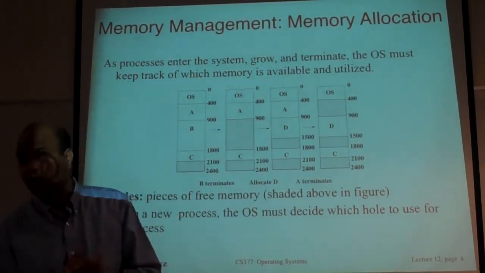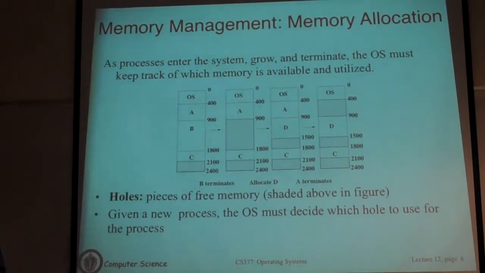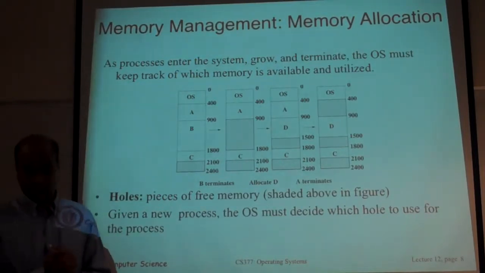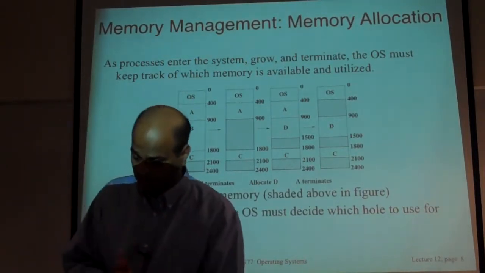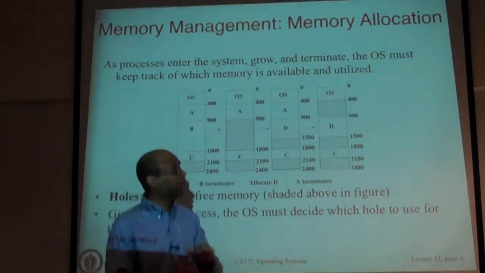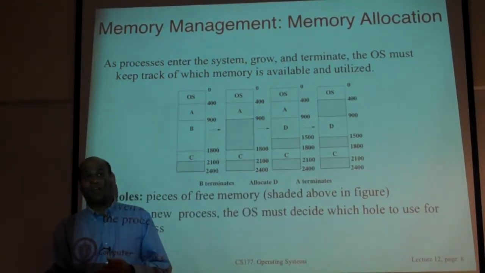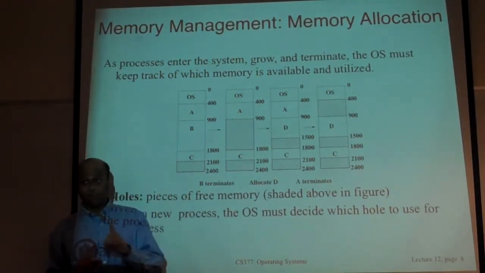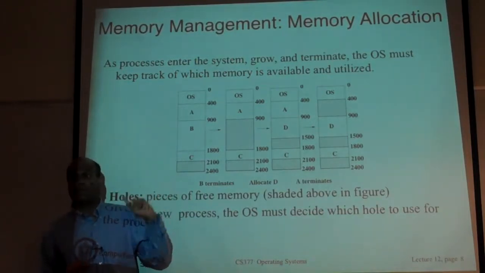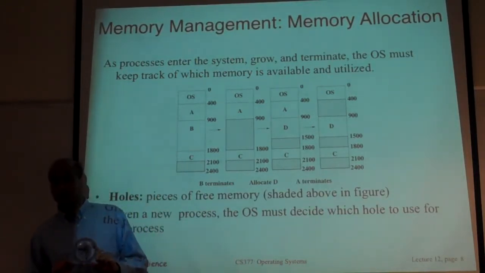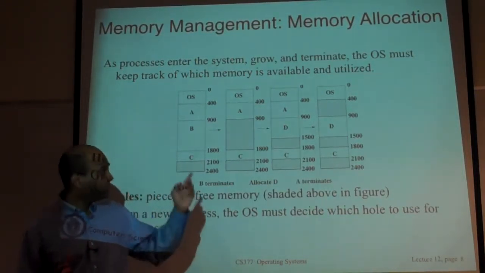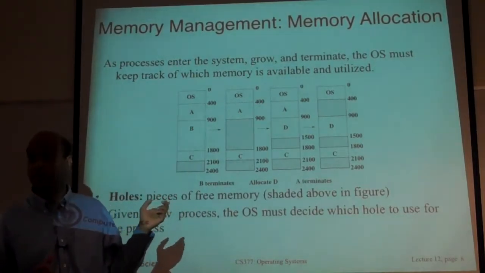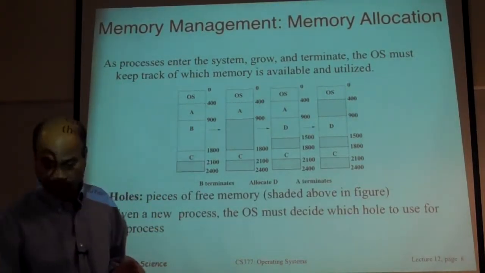Yes. What if it can't find one that's big enough, but there's enough free memory in total? That's a good question. The question is, what if it cannot find one that is big enough, but there is enough free memory overall? We'll come back to that in just a moment. That is going to be a problem because we said that the process has to be contiguous. So if you just look at the naive case, you can't fit it in. So we'll have to do something a little better than that.